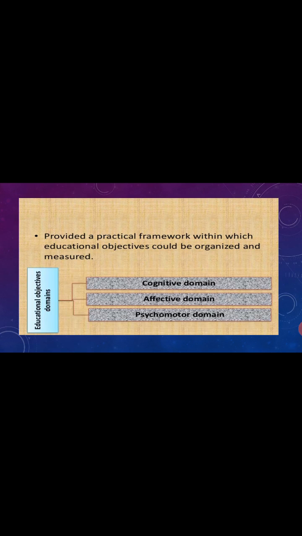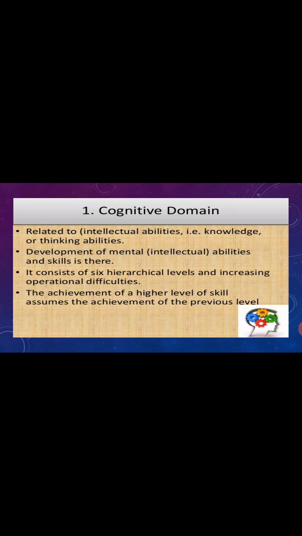So we have also discussed the educational objectives domain. There are three domains: cognitive domain, affective domain, and psychomotor domain. In the cognitive domain, what happened? It is related to the intellectual ability, that is knowledge and thinking abilities of the student. Development of mental abilities and skill consists of 6 hierarchical levels and increase in operational difficulties. The achievement of a higher level of skill assumes the achievement of the previous level.